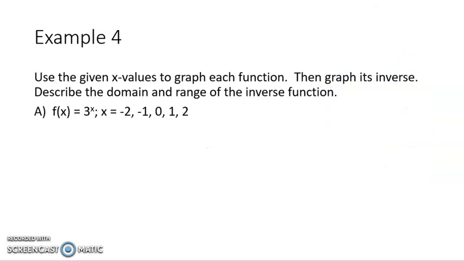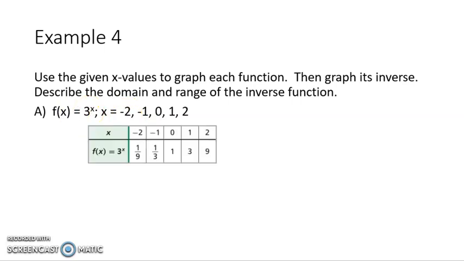In example 4, it says use the given x values to graph each function, then graph its inverse. Describe the domain and range of the inverse function. So notice we've been given f of x equals 3 to the x. We've been given these x values. So step 1 is to actually make a table of values and put these values into our function and get the y values. When I did that, I got this table of values. So 3 to the negative 2 is 1/9, 3 to the negative 1 is 1/3, 3 to the 0 is 1, 3 to the first is 3, and 3 to the second is 9.